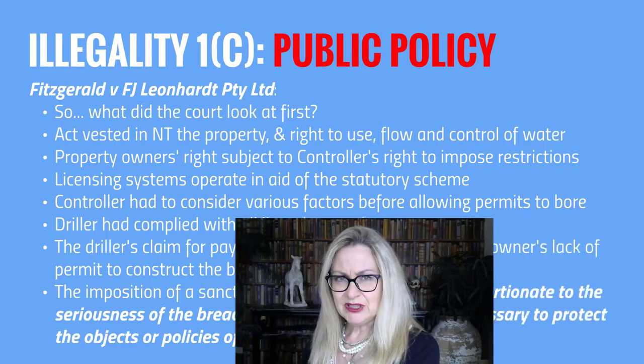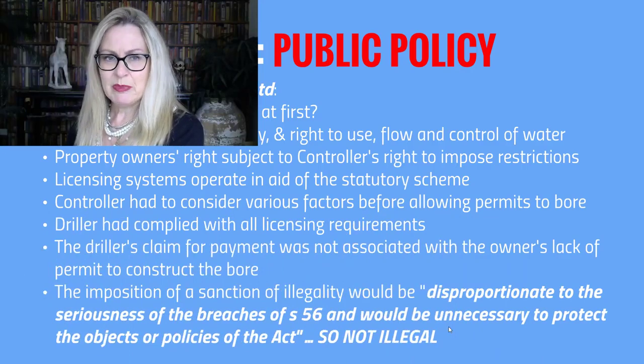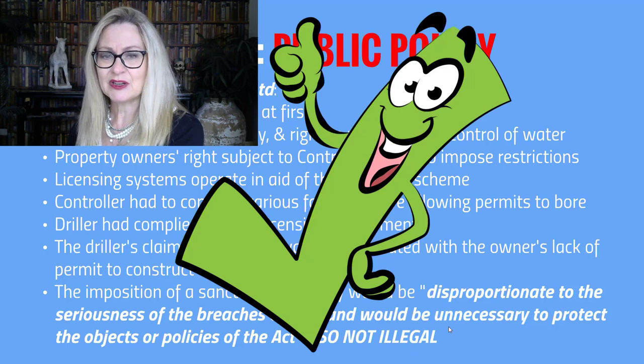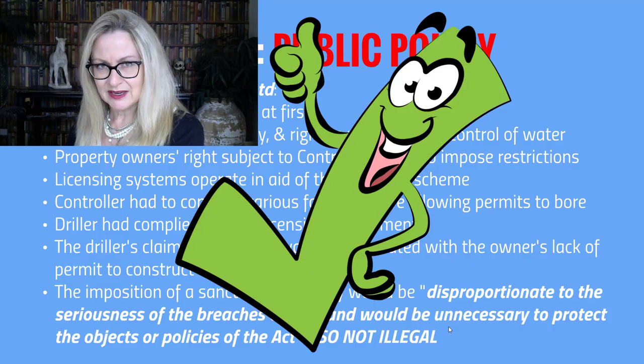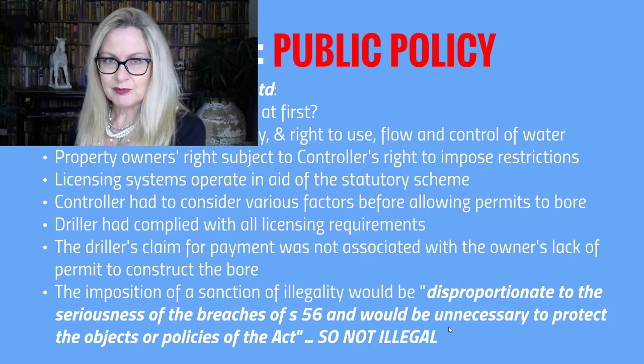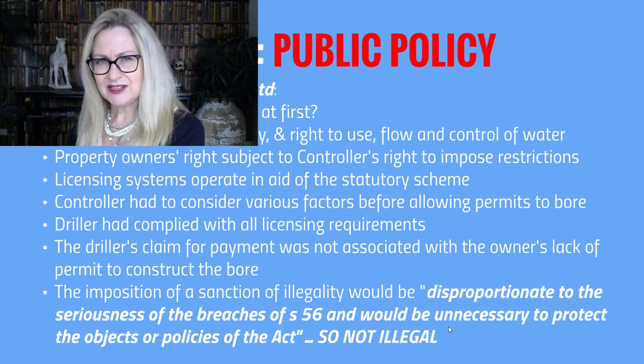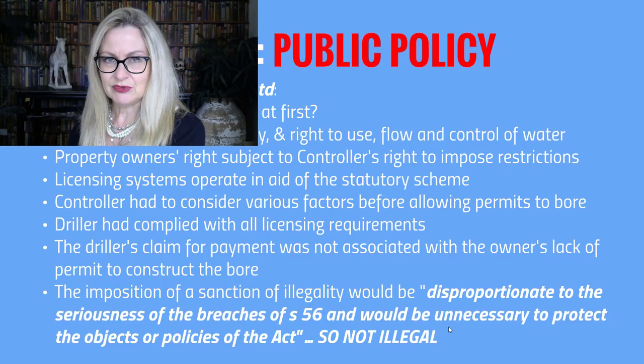Now here, the driller, the person that had done all the work and wanted to be paid, had actually done everything necessary. They complied with all the licensing requirements. Their claim for payment was not associated in any way with the owner's lack of permit, with the whole illegal part of what went on. So the imposition of a sanction of illegality here would mean, obviously, that the driller would be denied payment, and it would be disproportionate to the seriousness of the breaches of Section 56 and would be unnecessary to protect the objects or policies of the Act. So not illegal. The poor old driller could actually recover their money.